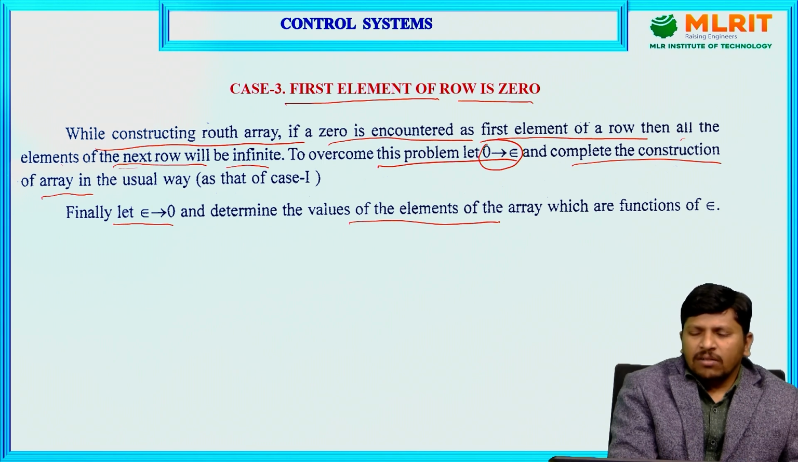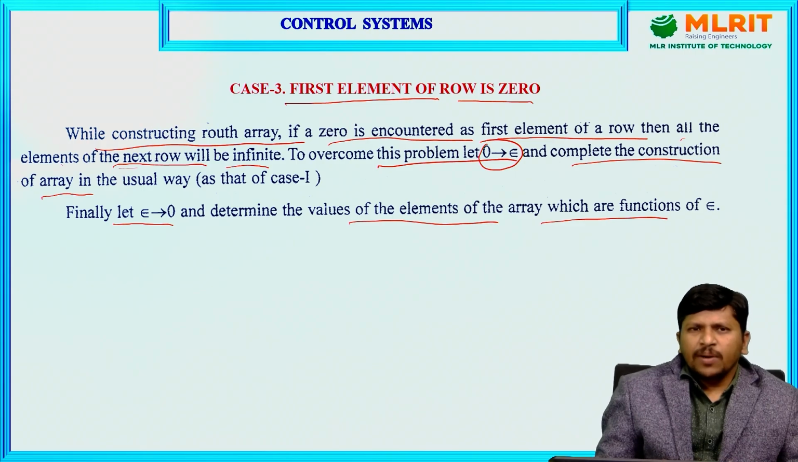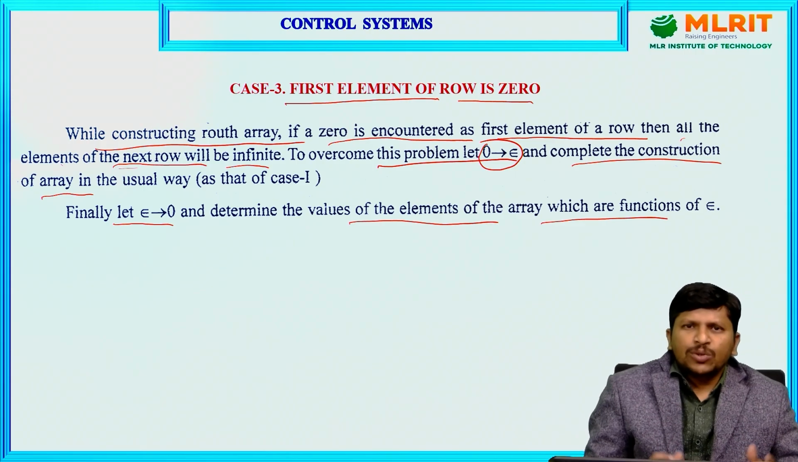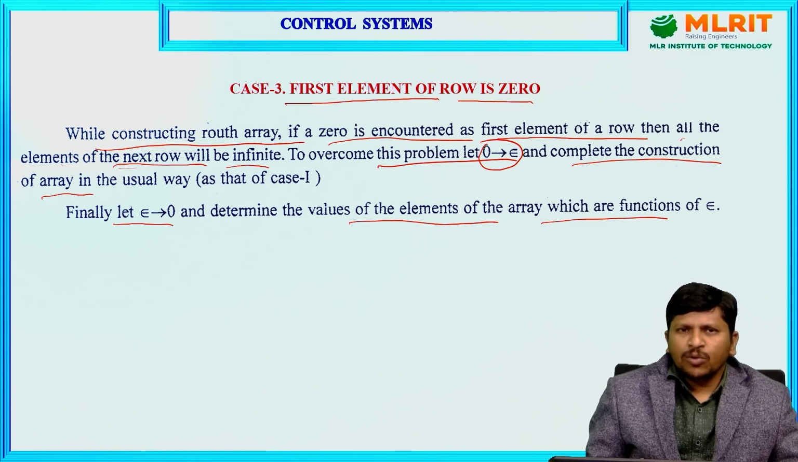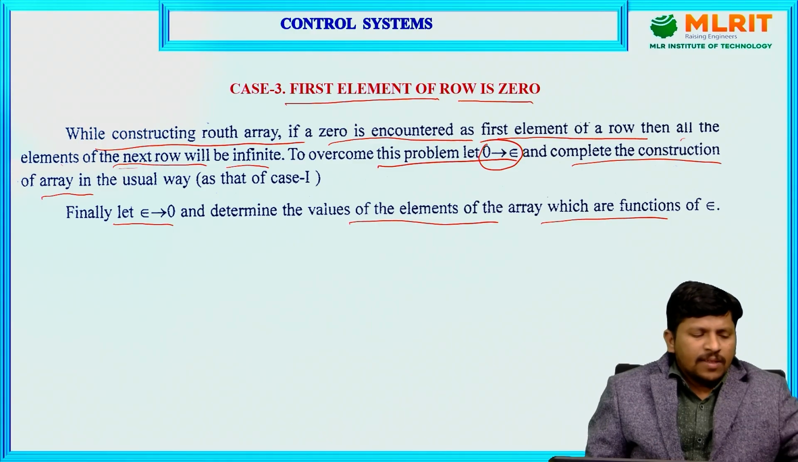Then the array is a function of epsilon. So we construct the array matrix in terms of epsilon. In that, we calculate the roots or sign changes by letting epsilon tend to 0 in the array matrix wherever epsilon appears. We substitute epsilon equals 0, and then we observe the number of sign changes from the array matrix. This is what we need to follow.